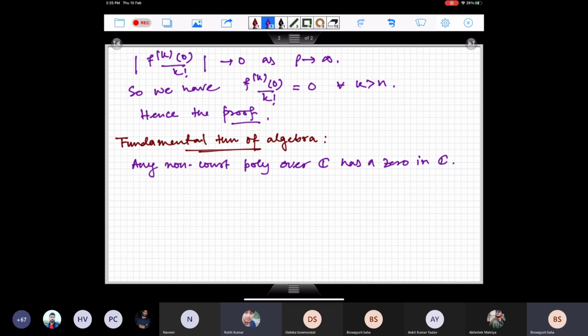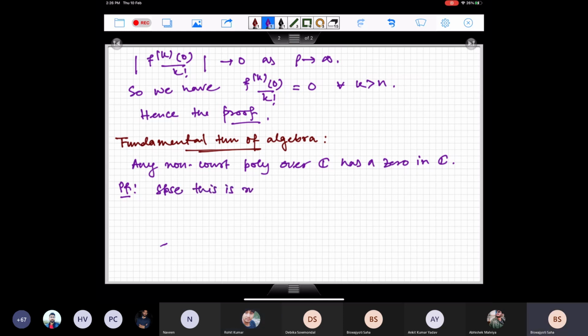In field theory language, you will say, for instance, that the complex numbers are algebraically closed. This is something which you probably have seen in algebra. There are again several proofs of the fundamental theorem of algebra, but using this statement about Liouville's theorem, it becomes very easy. Okay, so proof. Suppose this is not true.